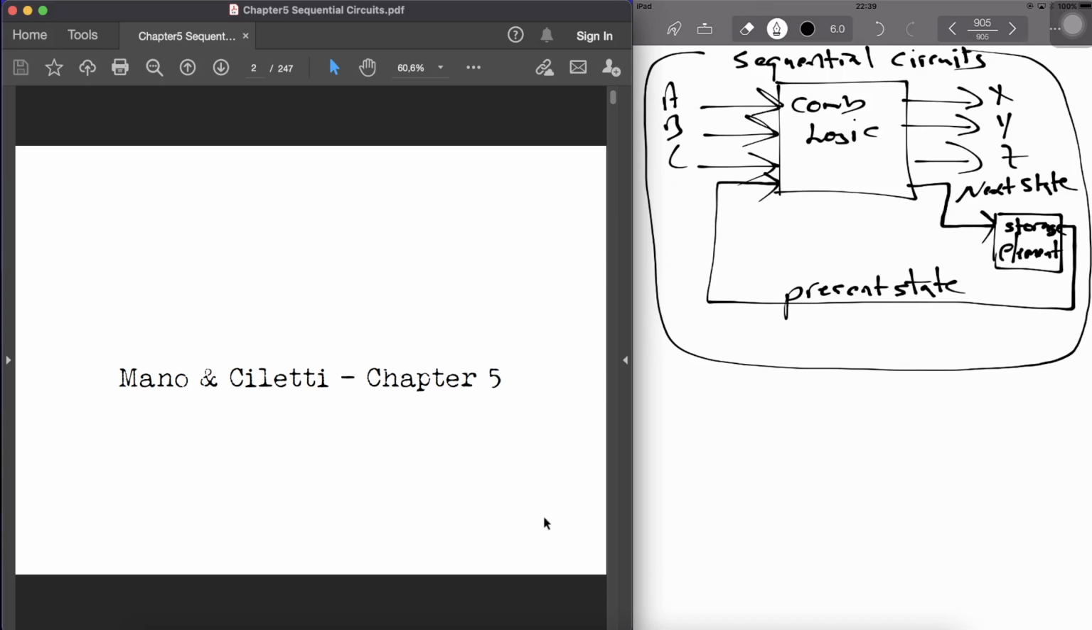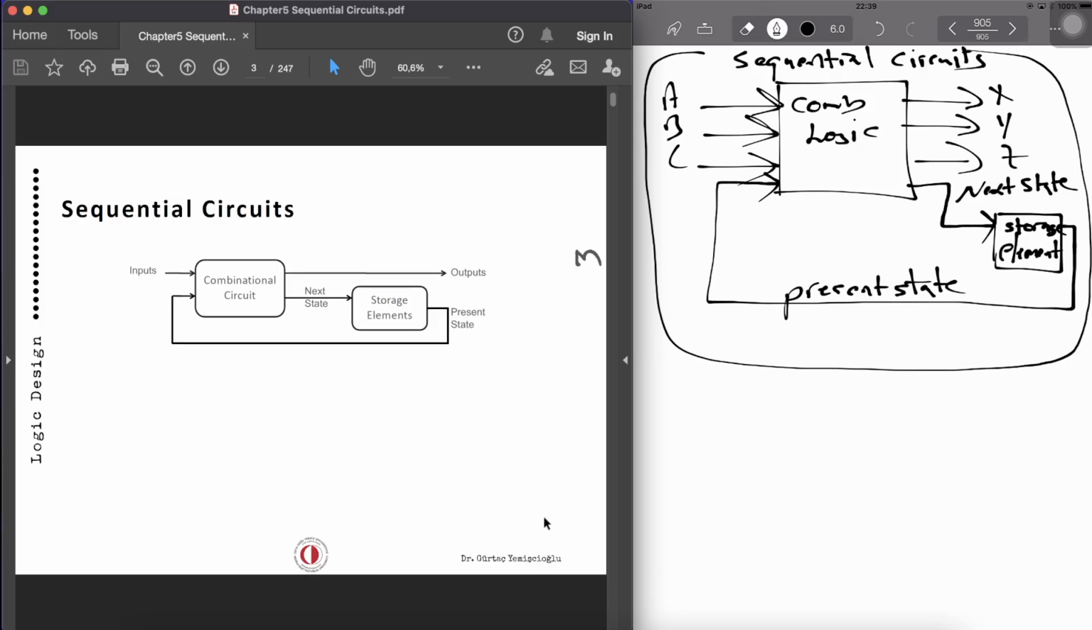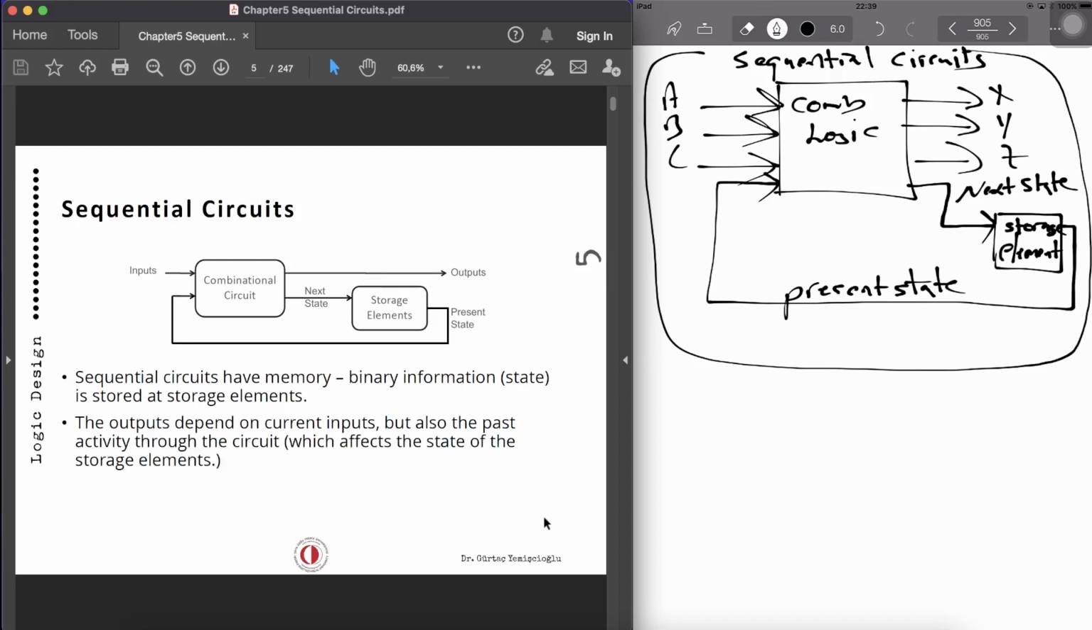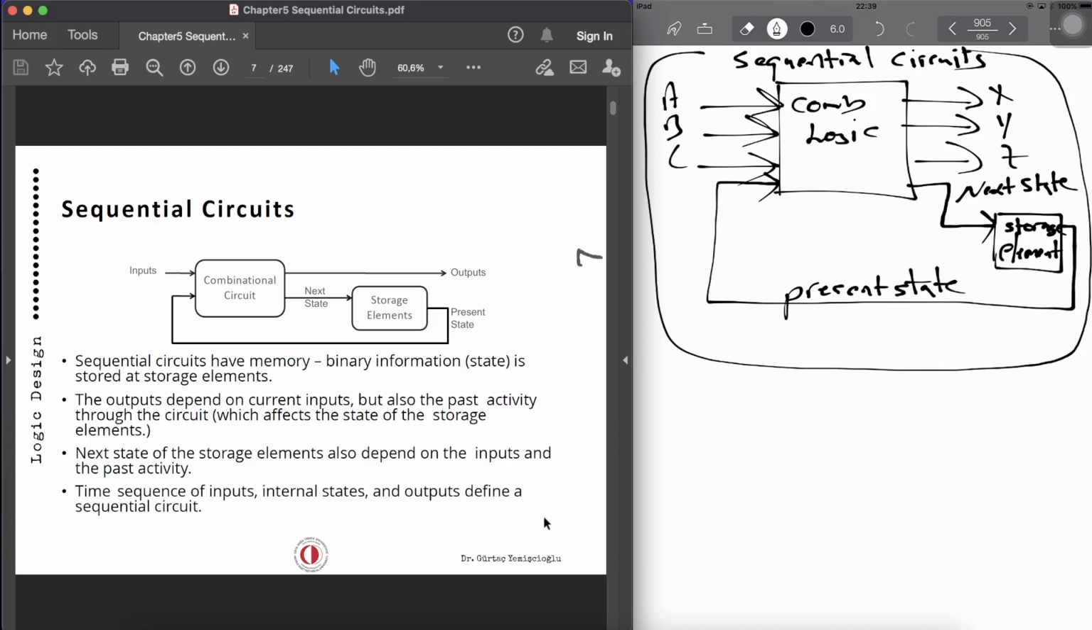So this is Chapter 5 in the book, and this is a typical block diagram. Sequential circuits have memory, in which we store a binary state. The output depends on the current inputs and also the past activity, and the next state of the storage element also depends on the inputs and the past activity. And the time sequence of inputs, internal state, and outputs defines the sequential circuit.